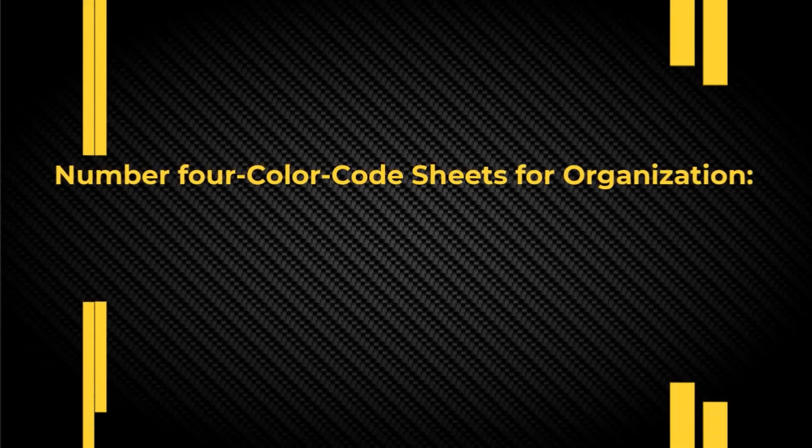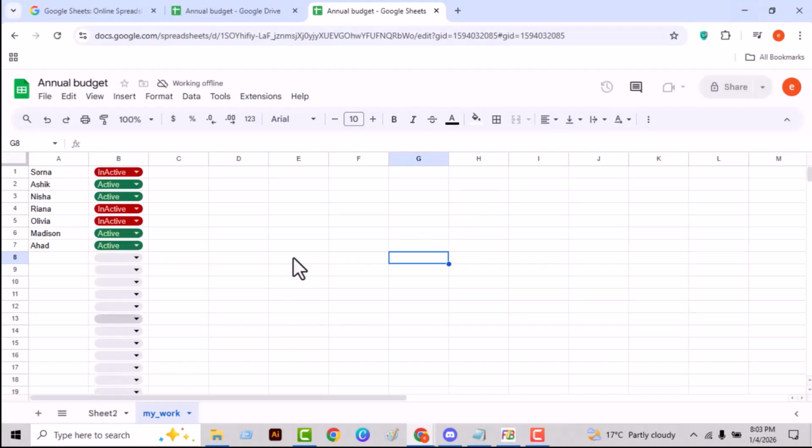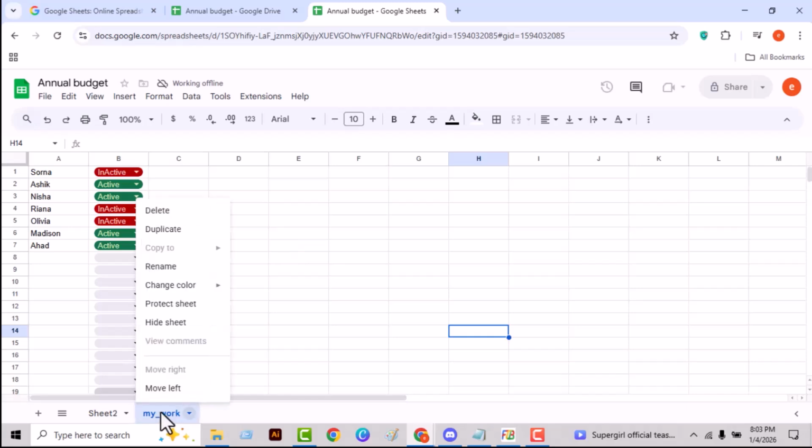Number 4, color code sheets for organization. Color coding sheets helps you instantly recognize categories and priorities at a glance. This hidden organization trick reduces confusion and makes large spreadsheets faster to navigate, boosting overall productivity. Let's do it. Step 1, right-click on the Sheet tab you want to organize at the bottom of the spreadsheet.